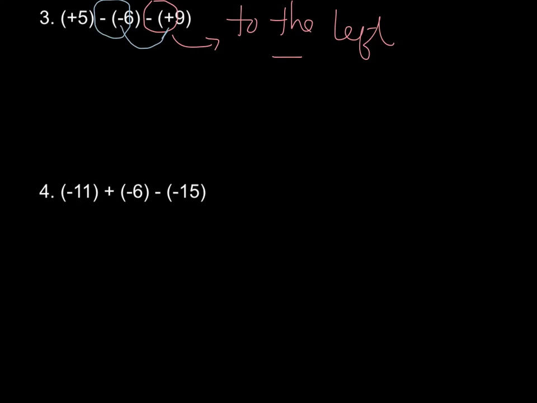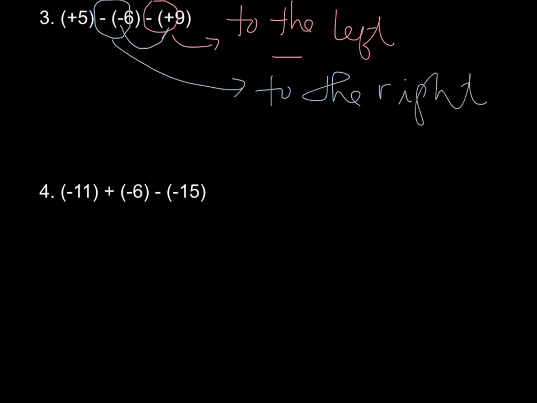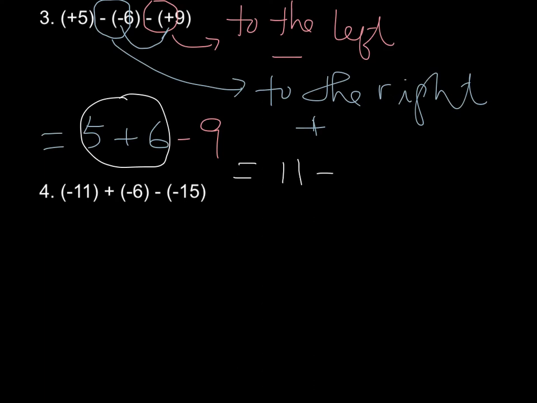Therefore in this case, minus a positive number is going to the left, and when we have minus a negative number, we go to the right, and therefore it becomes a plus. So for example 3, we will simplify as 5 plus 6, and then minus 9. You can do this part first. Equal 11 minus 9, and therefore at the end we have 2.